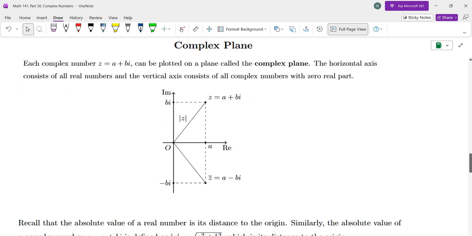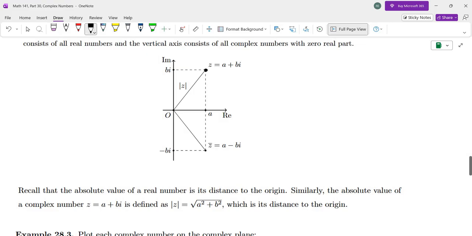So we want to plot complex numbers on the complex plane. The way we do that is very similar to plotting points on the xy plane. The horizontal axis would consist of all real numbers, and the vertical axis consists of all numbers whose real parts are 0. So this point would be a, this point is bi, and z equals a plus bi would be the point whose real part is a and imaginary part is b.